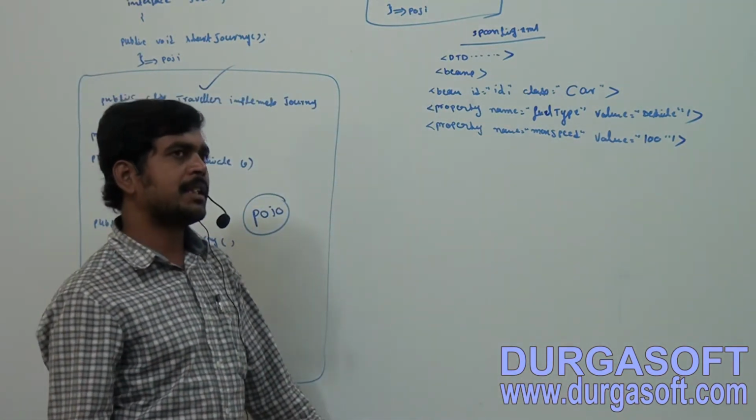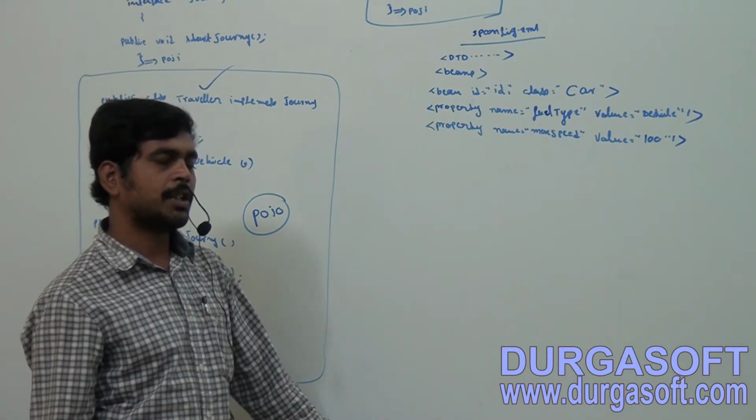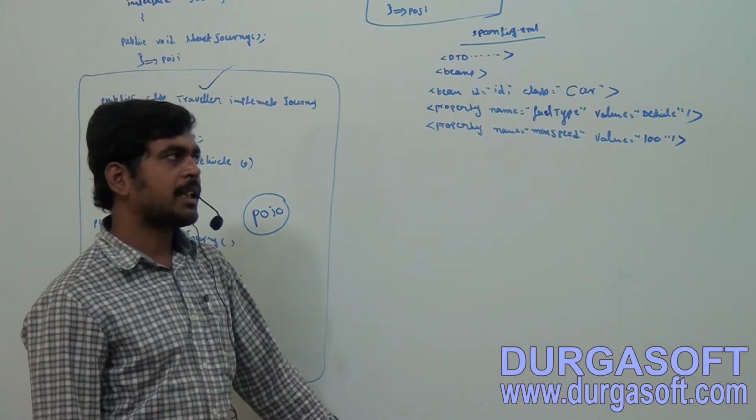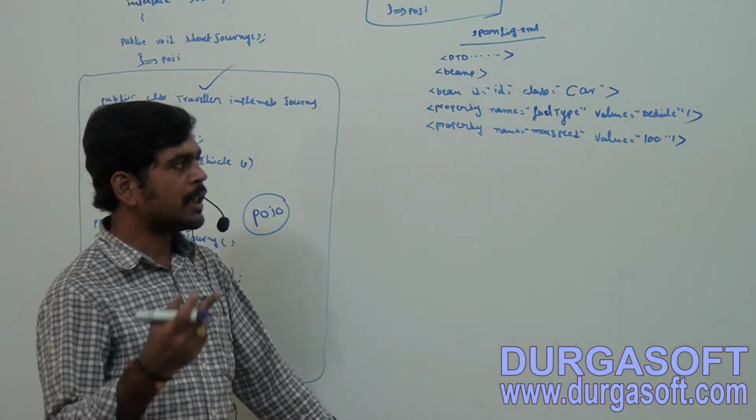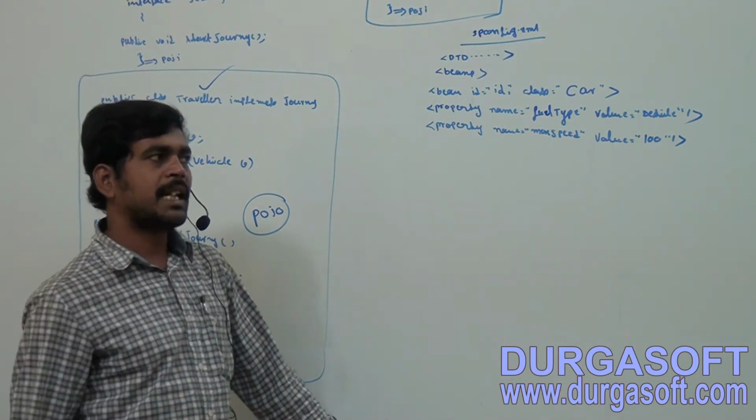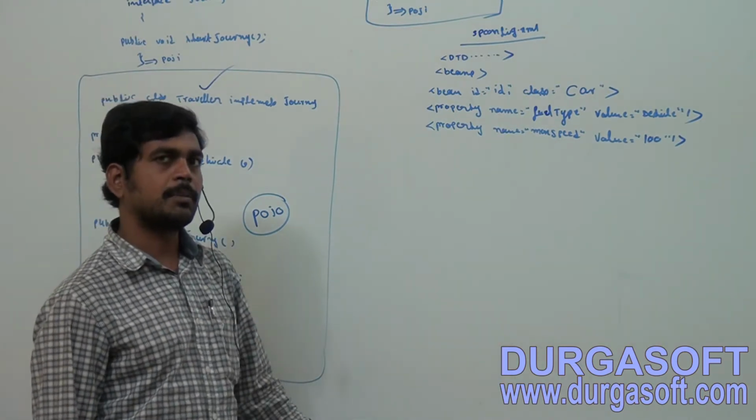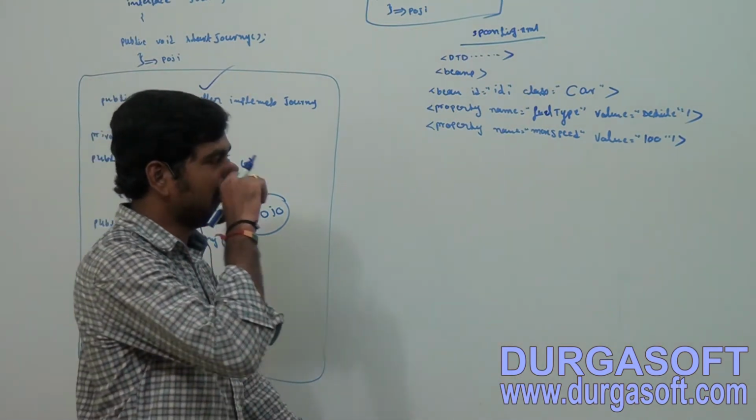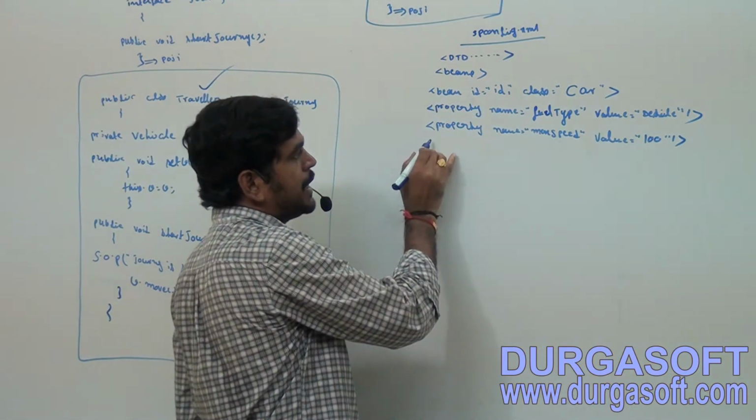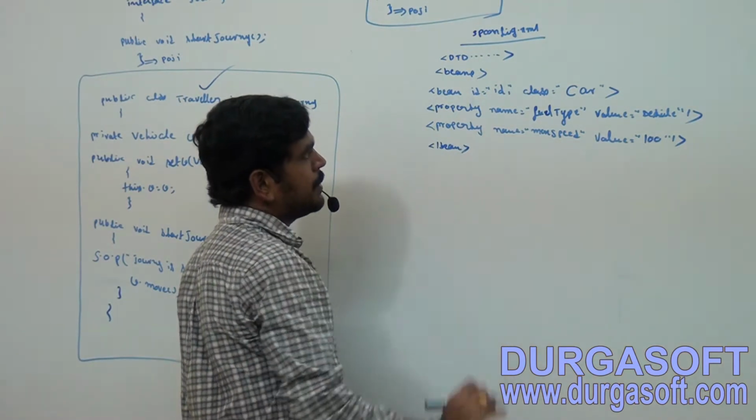Internally the Spring Framework supports the autoboxing concept. Private int max speed I am declaring inside my component. Internally it is going to be converted, so int max speed is equal to Integer.parseInt of this value is going to be passed. This is supported internally by the Spring Framework. The two properties are completed, then close the bean. First bean is completed.